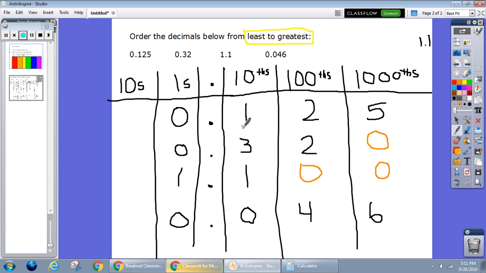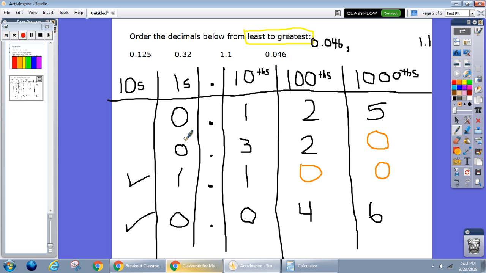Next thing I have to do is go to my tenths place. Which one is the smallest number I see here? I have 1, 3, 1, and 0. So this is going to be my smallest number out of them all because it doesn't have any tenths. So I'm going to write it down here on the end. I have 46 thousandths. All right, let's check. So now we're done with this one, done with this one.